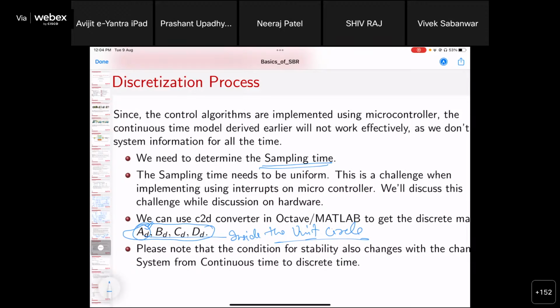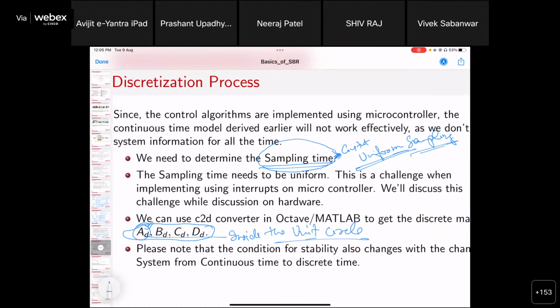So for the discretization process, apart from the ABCD matrices, that is, the system matrices, you will also need to determine your sampling time. This is something which is in user control, so you can determine it, but you need to ensure that you make it a constant sampling time for it to be uniform. Otherwise, for non-uniform sampling time, we will have to take other measures. Usually we use uniform sampling.